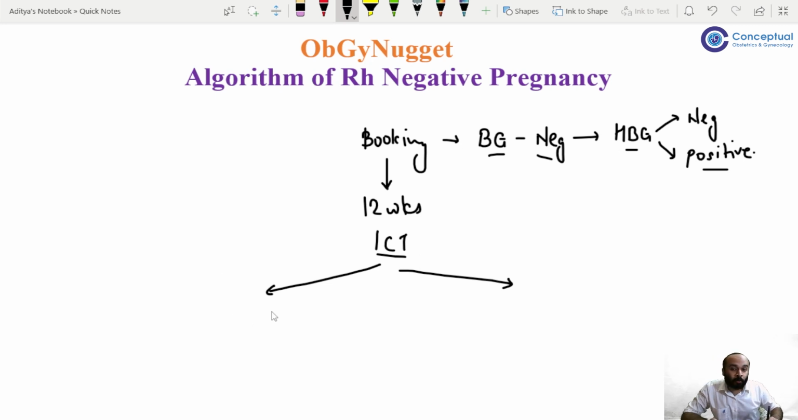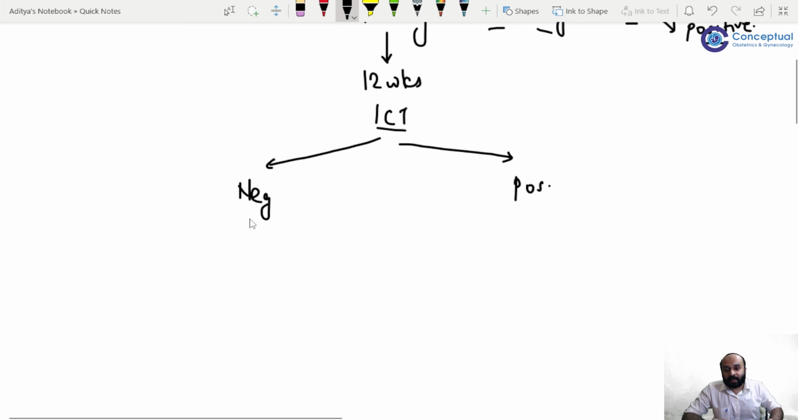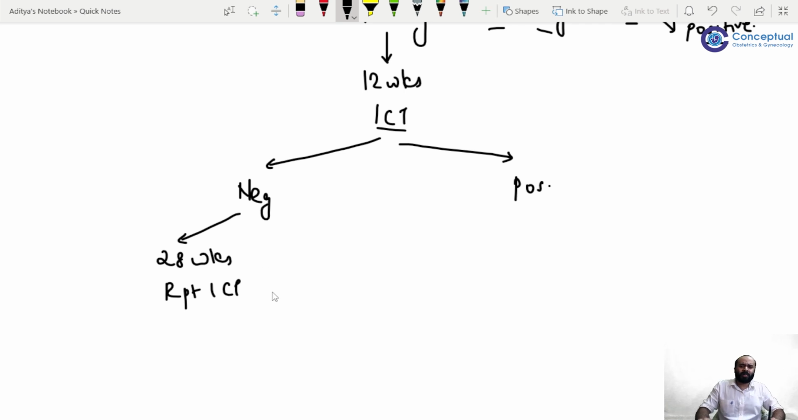So I'm going to have two possibilities. The first possibility is the best possibility, that is the ICT comes out negative, and the second one is if it comes out positive. Now talking about the best outcome, that is negative, what do I do if it is negative? I can be relaxed. I just wait till 28 weeks, and at 28 weeks of gestation I repeat the same test, ICT.